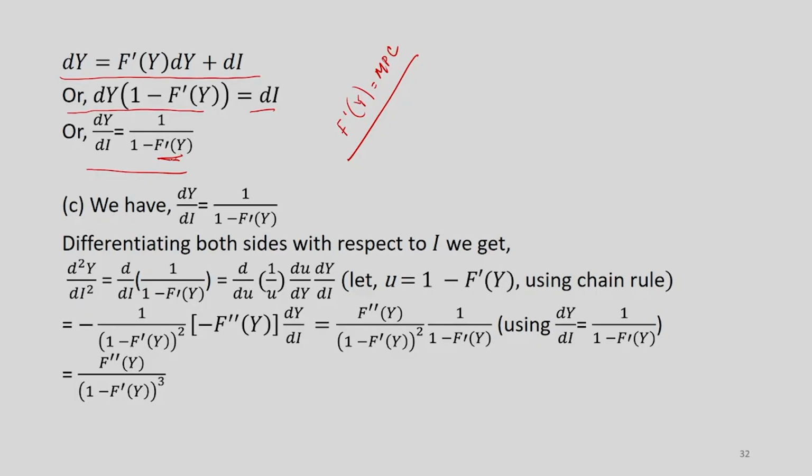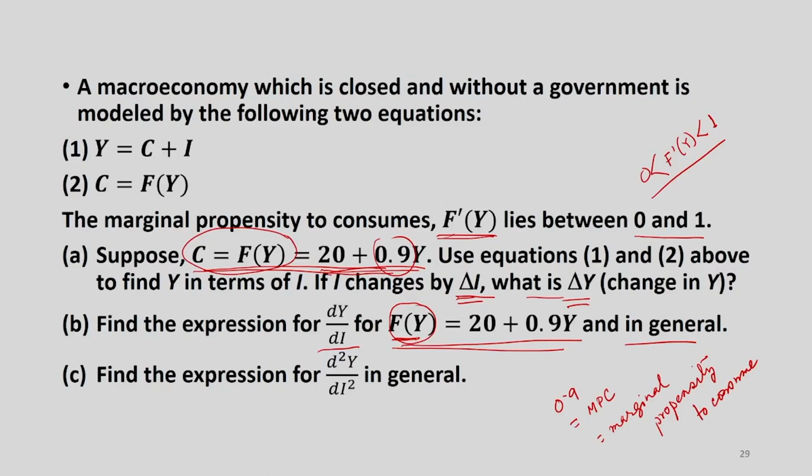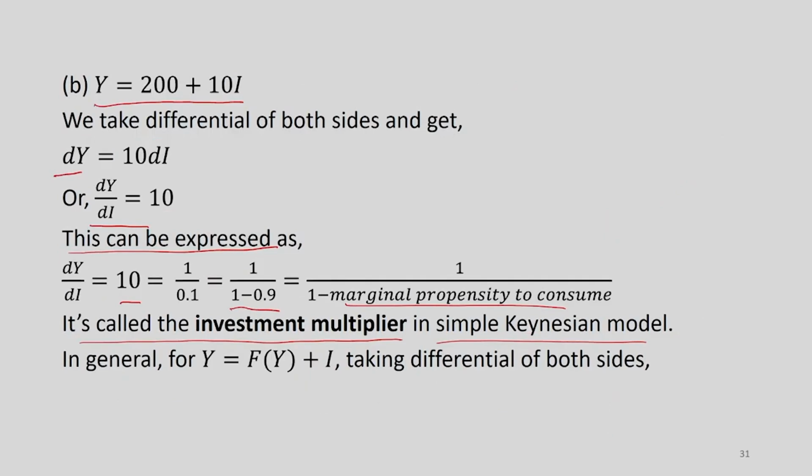Alright. Now, the third part, C. The third part is that we have to find the second derivative, d square y/di square. Dy/di was found out. It is called the investment multiplier, but if I take the second derivative of y with respect to I, then what do we get?